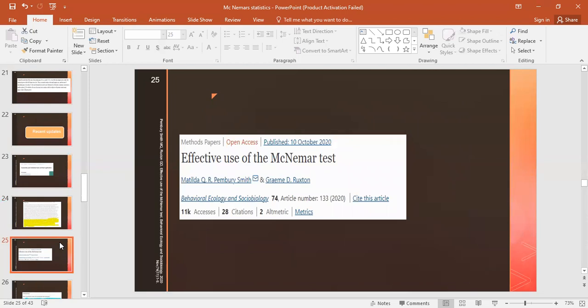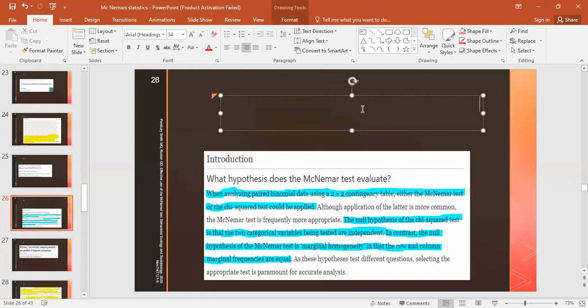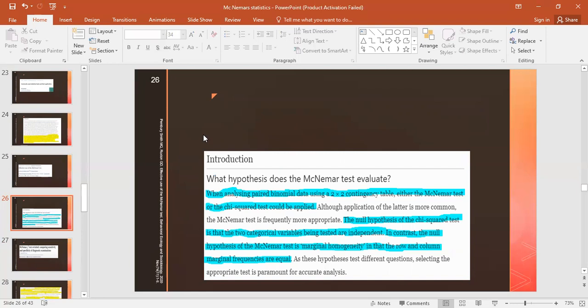This is another article in which they discuss the effective use of the McNemar test. What hypothesis does the McNemar test evaluate? When analyzing paired binomial data using a 2x2 contingency table, either the McNemar test or the chi-square test could be applied. The null hypothesis of the chi-square test is that the two categorical variables being tested are independent. In contrast, the null hypothesis of the McNemar test is marginal homogeneity, in that the row and column marginal frequencies are equal.